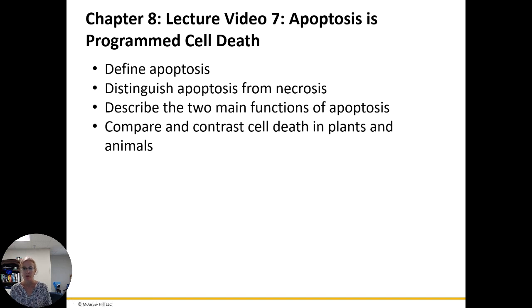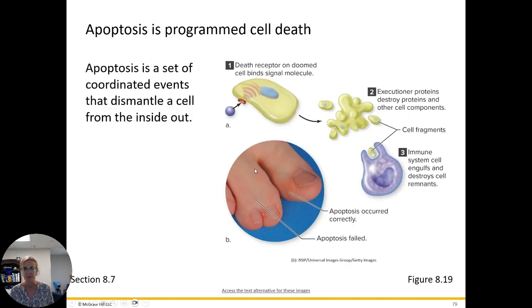In this video, we are going to look at apoptosis, which is programmed cell death. First, we'll define apoptosis. We'll distinguish apoptosis from necrosis. We'll describe the two main functions of apoptosis, and we will compare and contrast cell death in plants and animals.